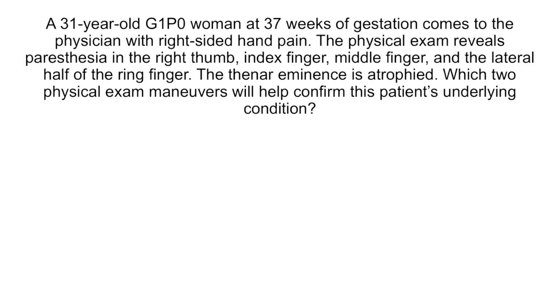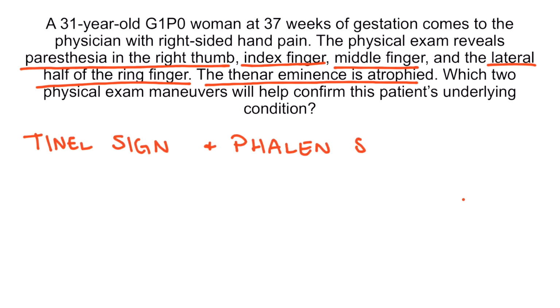This pregnant woman has paresthesias in the right thumb, index finger, middle finger, and lateral half of the ring finger. The thenar eminence is atrophied. These findings are consistent with the diagnosis of carpal tunnel syndrome. Carpal tunnel syndrome was likely induced by pregnancy-related edema in this patient. The two physical exam maneuvers which help confirm carpal tunnel syndrome include Tinel sign and Phelan sign.